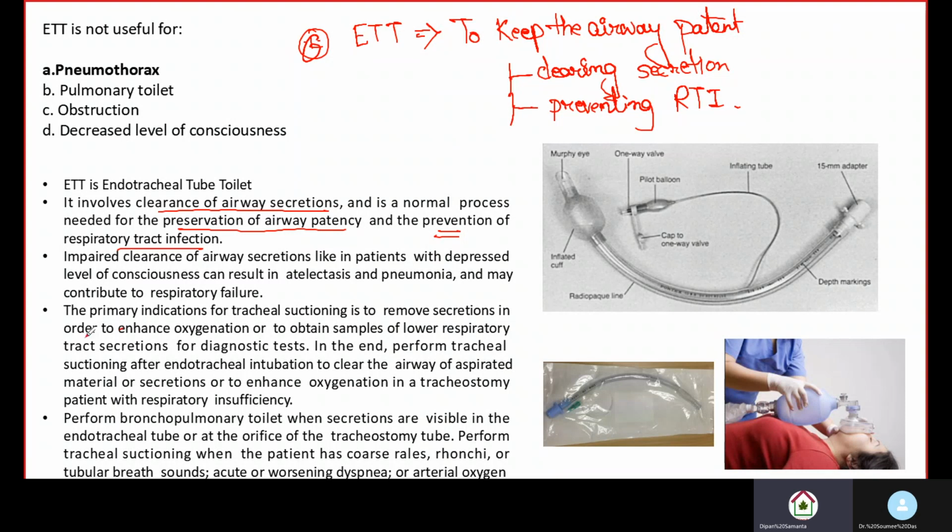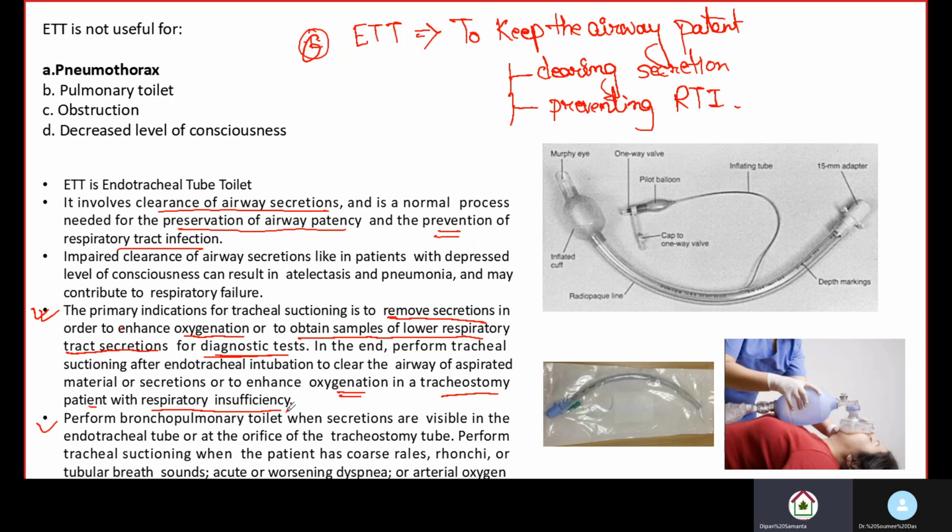The primary indication for tracheal suctioning is to remove secretion, in order to enhance oxygenation or to obtain samples of lower respiratory tract secretions for diagnostic test. Perform tracheal suctioning after endotracheal intubation to clear the airway of aspirated material and secretion, or to enhance the oxygenation in a tracheostomy patient with respiratory insufficiency.